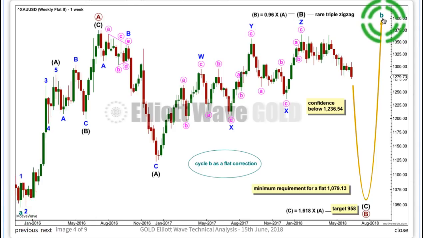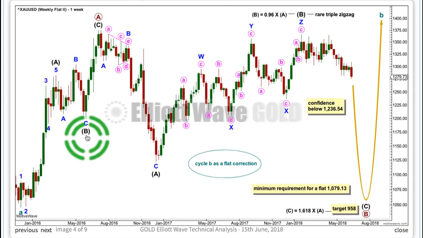The most common type of flat correction is an expanded flat, where they subdivide 3, 3, 5, and the B wave of an expanded flat is 1.05 times the length of the A wave or longer. The B wave of an expanded flat makes a new price extreme beyond the start of the A wave. Here's an excellent example. This is a perfect example of an expanded flat, and they are really common structures.